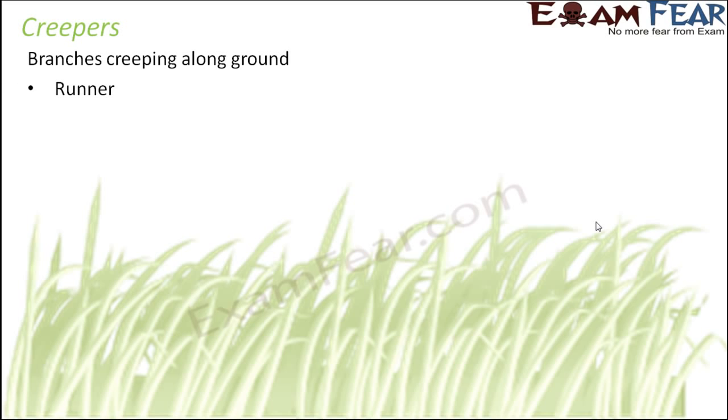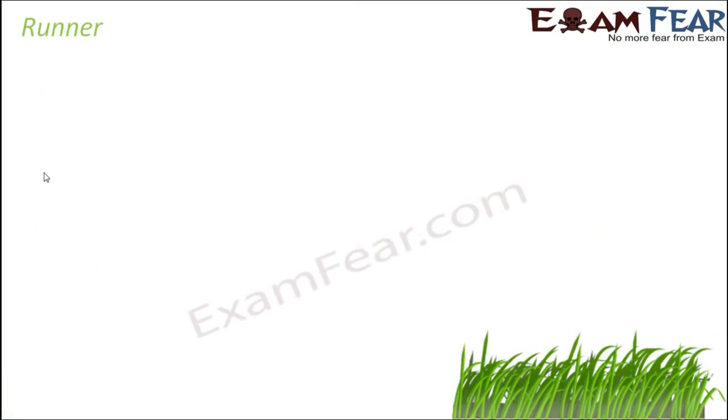Now in creepers we have four types of creepers: runner, sucker, stool and offset. So these are the four types of creepers that we will be discussing now. So we will start our discussion with runner. So you see they have got all very unique names. Runner, what do we mean by runner? Somebody who runs, right? So here also we will see that these stems actually keep running along the ground.